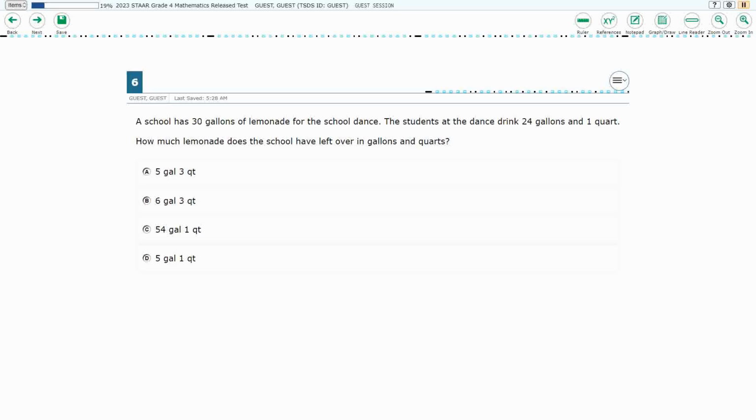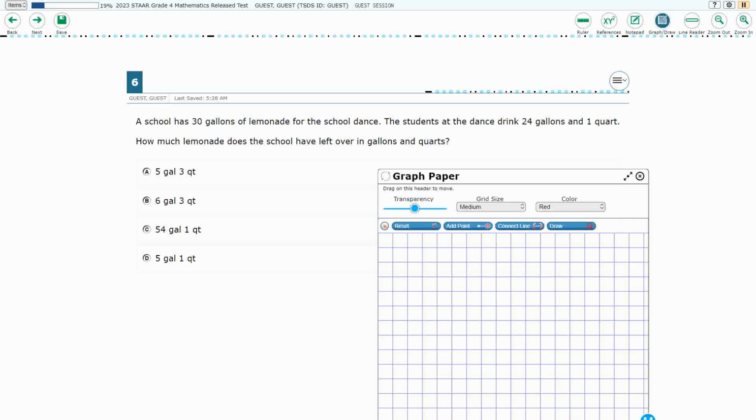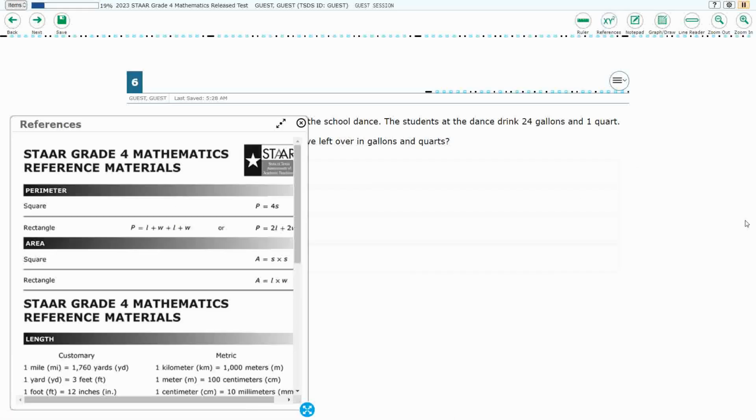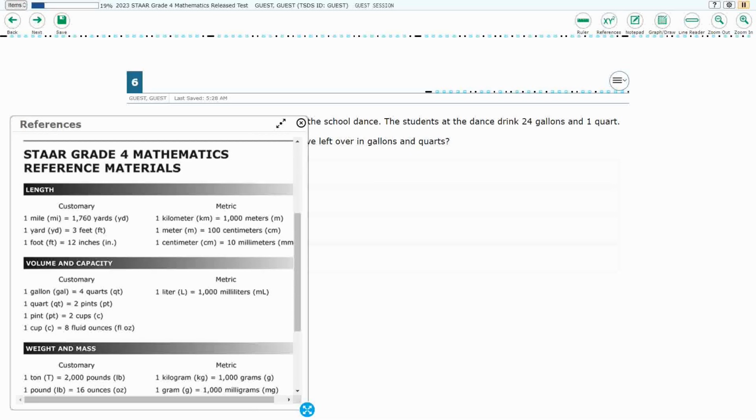Well, here's the thing. It's kind of hard to subtract when you have different units. What we need to know first, right, in case we don't have it there, is 1 gallon equals 4 quarts.